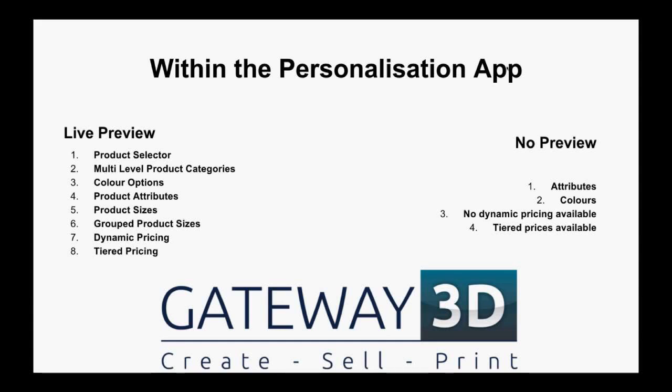And as you can see on no preview, we've only got 4 main options that you can choose from. The first one being attributes, which is a drop-down menu for all attribute types such as size, packaging type, etc. The colours itself, which is a text list of colours, so it's not live preview, so it doesn't change on screen. There's no dynamic pricing available on this one. It works on a fixed price point only, and there are tiered prices available, but on the base product only. So as you can see, having a no preview product does have limitations, but for the initial setup, it's quite an easy way of doing it purely for speed.